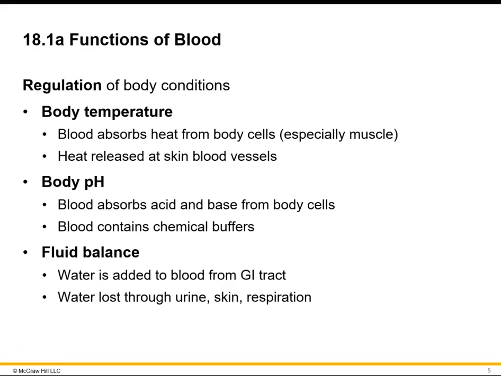Our pH, so blood is going to absorb acid and base from our body cells, and the blood itself contains these things called buffers, which help keep the pH of the blood within a very specific narrow range. And it's very important to keep the pH in that narrow range because our enzymes only function in a very narrow range of pH. Finally, blood helps to control fluid balance. So water is going to be added to blood from our GI tract, and then water is going to be lost through urine, through our skin, and even through respiration.